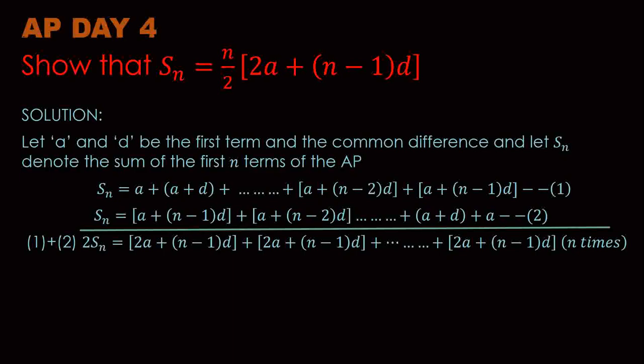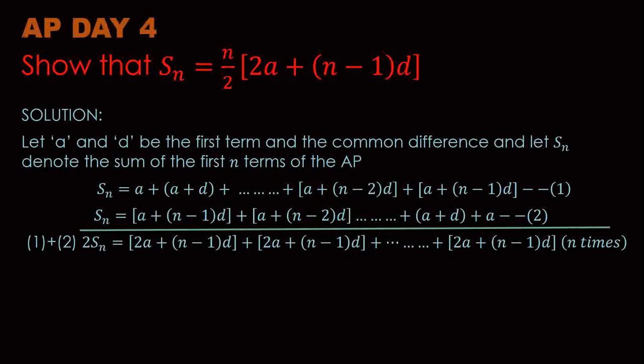So if you go towards the end of the equation, for the first equation it is a plus n minus 1d, and for the second equation the last term is a. So when you add them, it will be the same as the first terms that you've added in the beginning. So it will all remain the same.